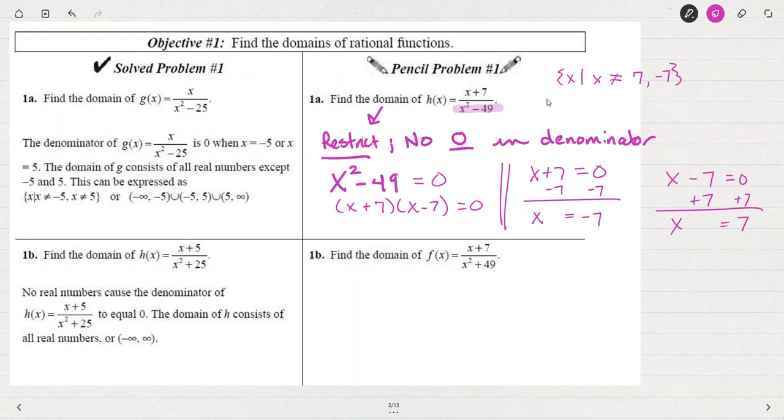In interval notation, we'd say we can take all the x's from negative infinity up to negative 7, or negative 7 to 7, or 7 to infinity. So what we're doing for interval notation is making a list of everything that is included, and what we've done here is we've excluded negative 7 and excluded 7.